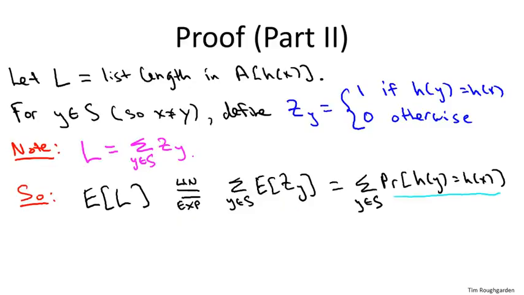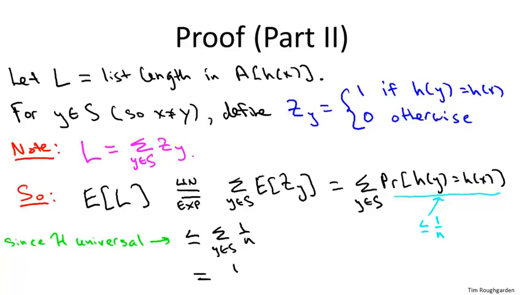So now we can return to the derivation. What that quiz reminds you is that the definition of a universal family of hash functions guarantees that this probability for each y is at most 1 over n, where n is the number of buckets in the hash table. So let's just rewrite that. So we've upper bounded the expected list length by a sum over the objects in the data set of 1 over n. And this, of course, is just equal to the number of objects in the data set, the cardinality of S, divided by n.